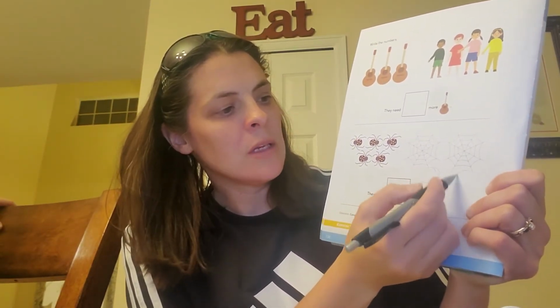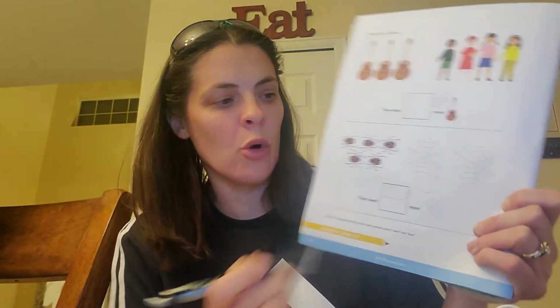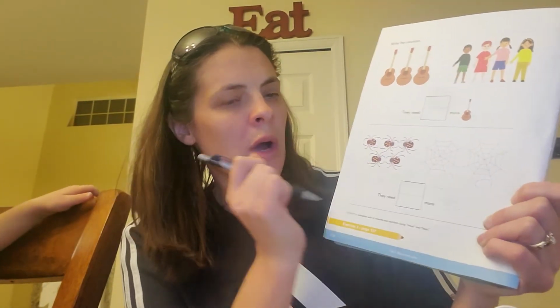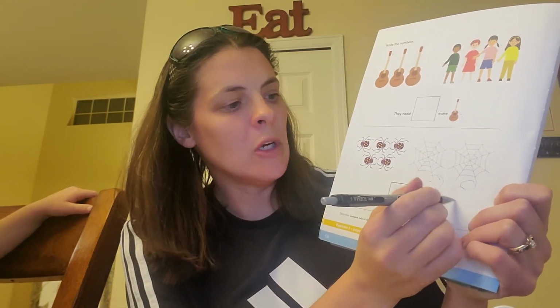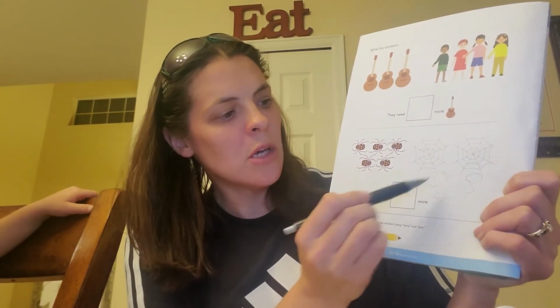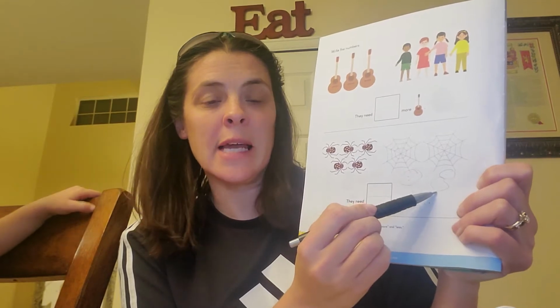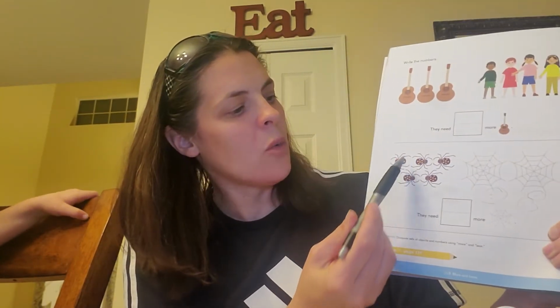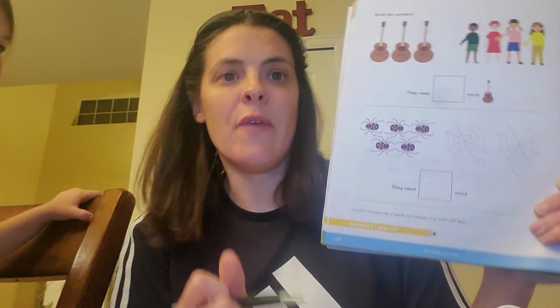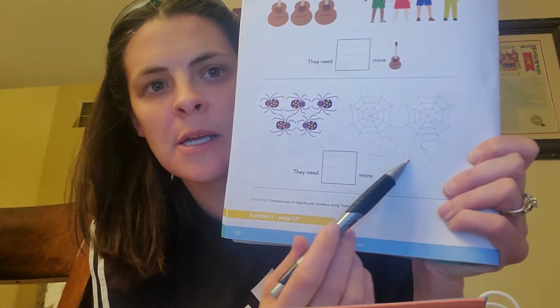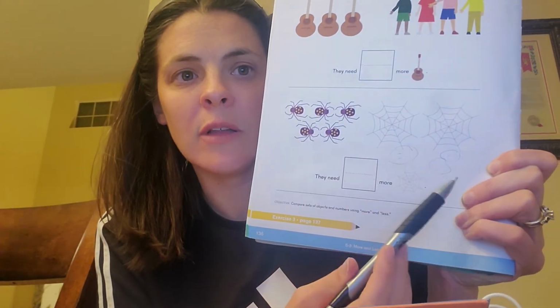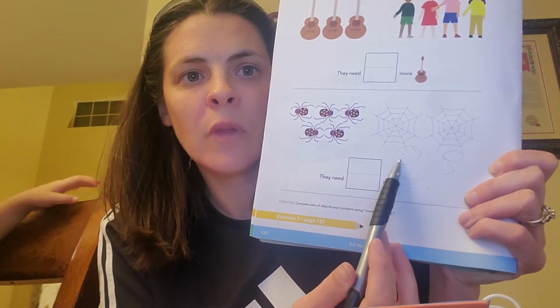1, 2. Let me see. How many do I have if I added 2 more? 1, 2, 3, 4. Nope, not quite enough. I'll draw 1 more. 1, 2, 3, 4, 5. Is that how many spiders we had? Let's see again. 1, 2, 3, 4, 5. So how many more webs did we need to have enough? 1, 2, 3. So go ahead, draw a big old number 3 in that box. Then you guys are done with that workbook for now.